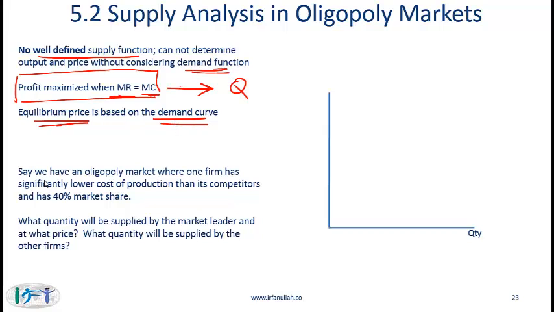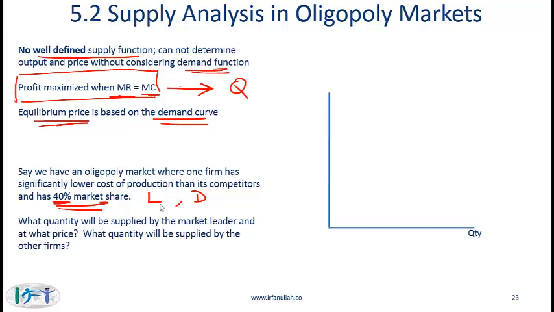Let us consider an example. Say we have an oligopoly market where one firm has significantly lower cost of production relative to its competitors. And let's say that this firm, which is sometimes called the leader or the dominant firm, has 40% market share. The definition of a leader or the dominant firm is one which has lower cost of production compared to the competitors and where the market share is at least 40%. This is one type of an oligopoly market and it is called the dominant firm oligopoly market.